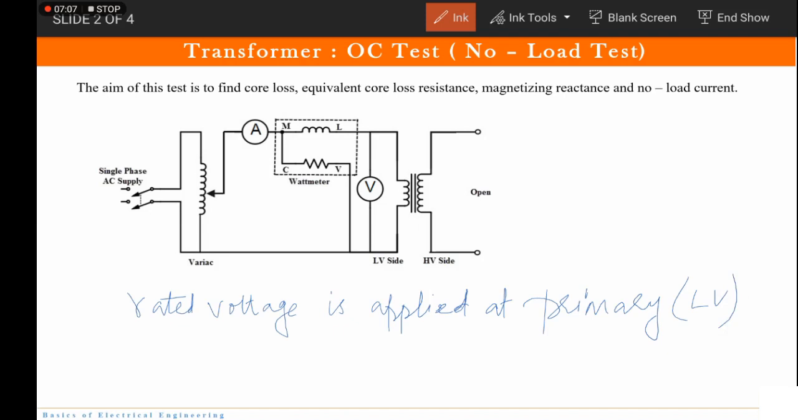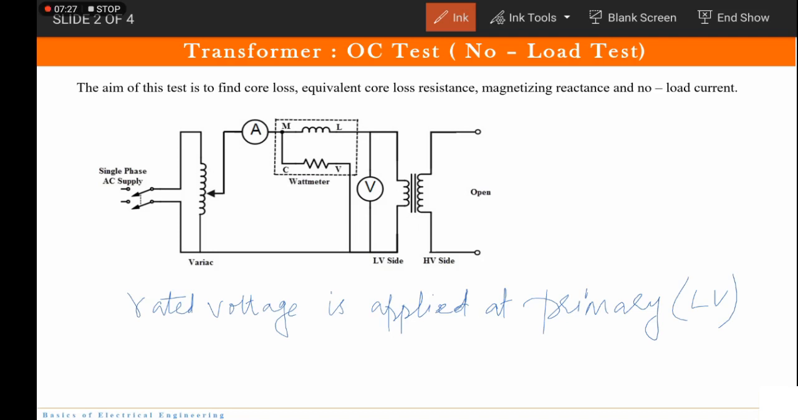Fine. So rated voltage is applied at the primary. Now flux is set up in the core. So we have iron losses. These iron losses will be read by the wattmeter. So directly the wattmeter is going to give us the iron loss.